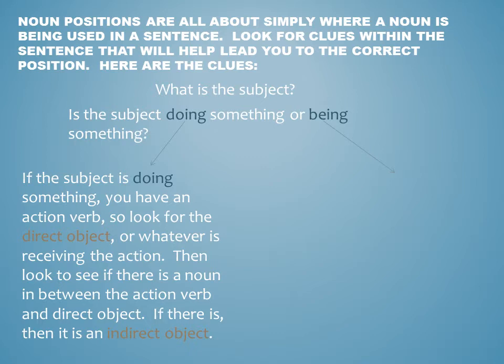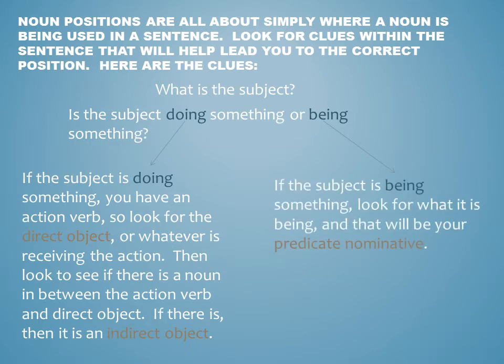Now let's go back to that question, is the subject doing something or being something? If the subject is being something, you have a linking verb. So you want to look for what that subject is being, and that will be your predicate nominative. You can almost think of a linking verb as being an equal sign, saying the subject is equal to whatever the noun is that you're labeling it.